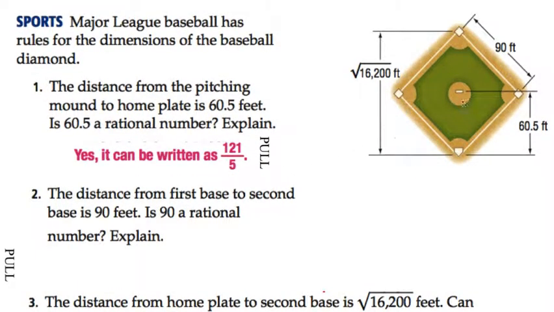The distance from first base to second base is 90 feet. Is that a rational number? Well, yes it is. We can write that as 90 over 1. Those are both integers, so that is a rational number as well.